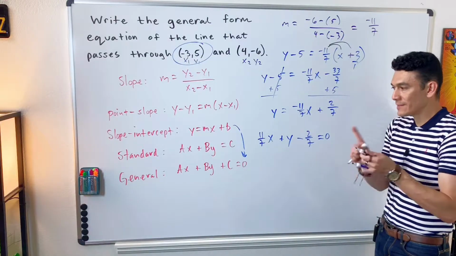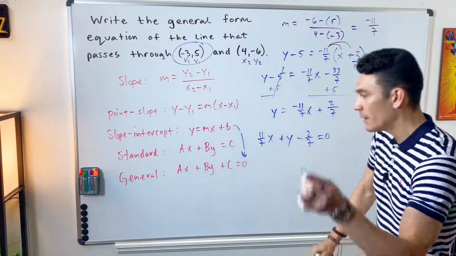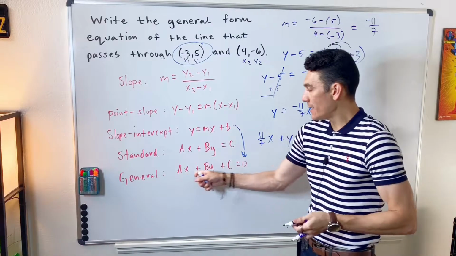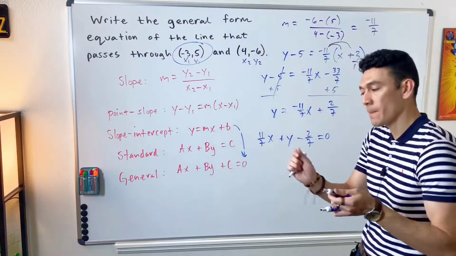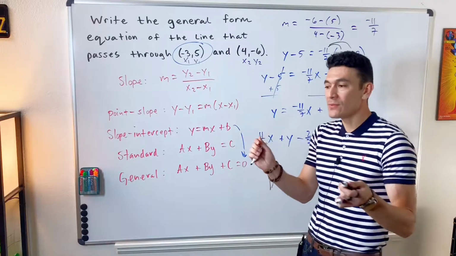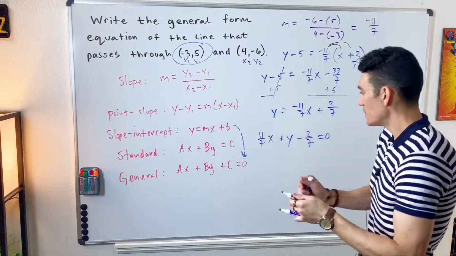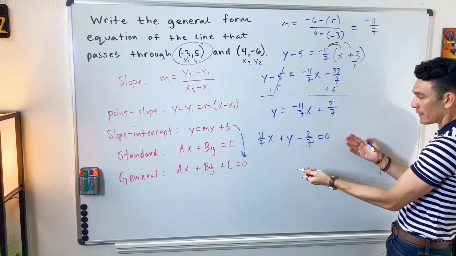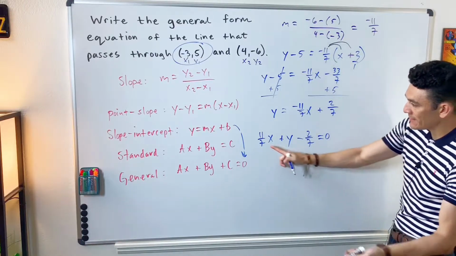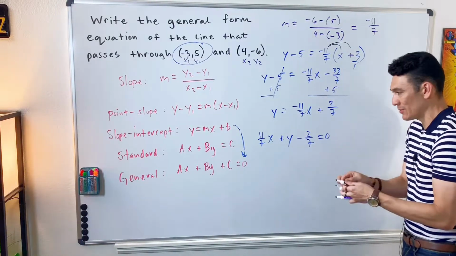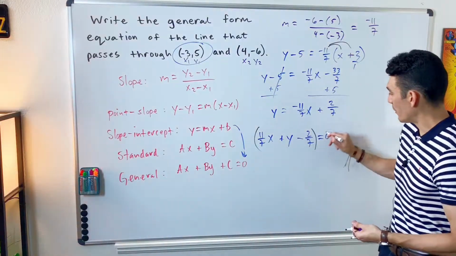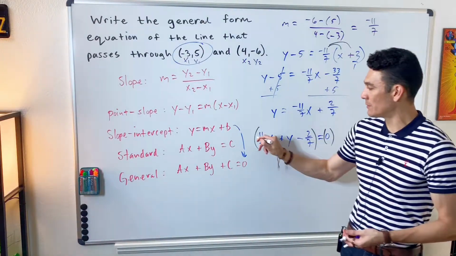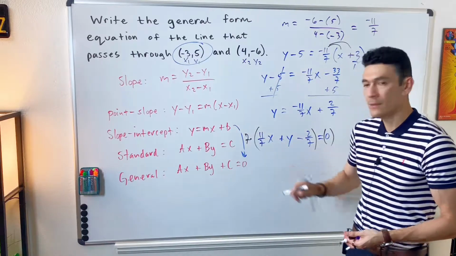We just have to satisfy one more condition, and that is a, b, and c must be integers. They cannot be decimals. They cannot be fractions. They have to be integers. So consider what you have and realize that these 7s do not have permission to be there. So to improvise, I will multiply both sides of this equation by 7.